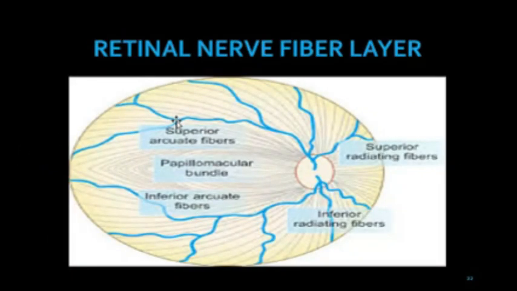So this is what I mean. These fibers here are called the superior arcuate fibers, and these are the inferior arcuate fibers. These are the papillomacular bundles. If you notice, they arch around the macula to insert into the discs, and these are the superior radiating fibers and the inferior radiating fibers.